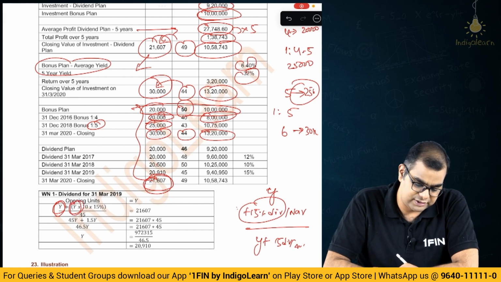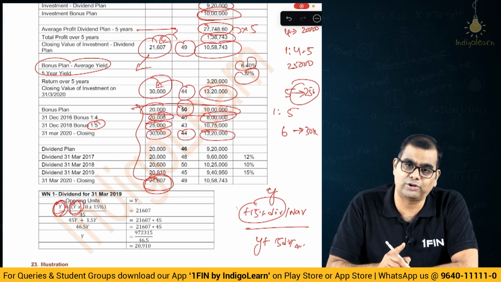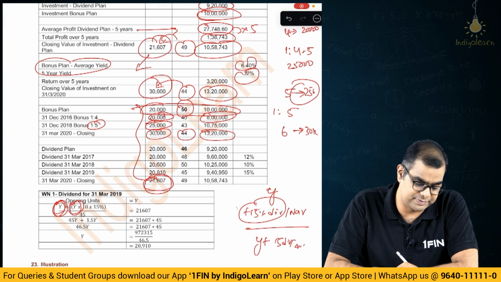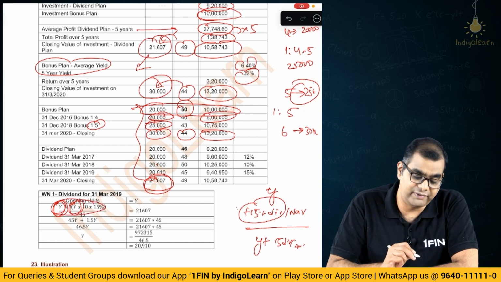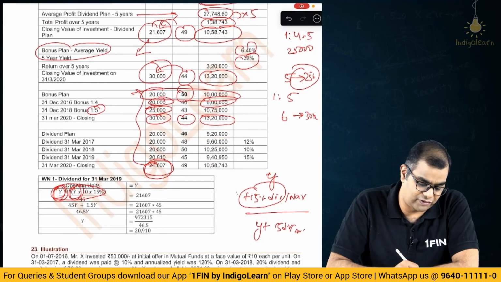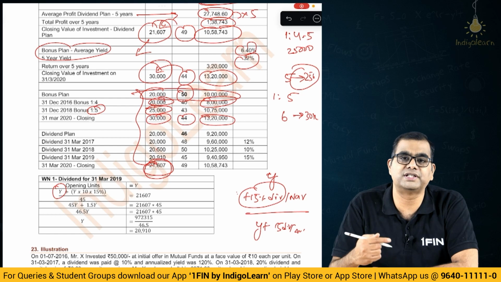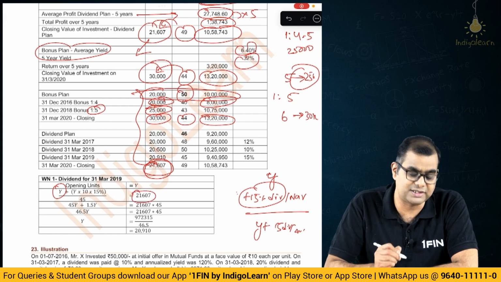So, y is the opening units, y into 10, because number of units into 10 rupees into 15%, that is basically total dividend value, divided by the NAV when the dividend was issued. When was the dividend issued? When the dividend was issued, the NAV was 45. So, divide by 45 will basically give you the total number of units, that is opening units plus dividend units is equal to closing units of 21,607.